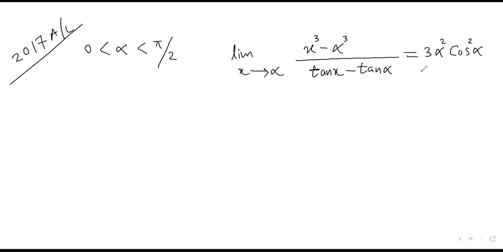Now alpha is a constant angle, acute angle. So this answer is not a variable because alpha is also a constant. x is not going to 0, x is going to alpha, right? x cube minus alpha cube over tan x minus tan alpha. Try to do it and tell me.